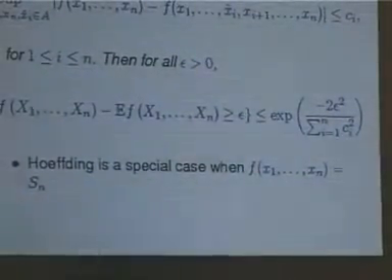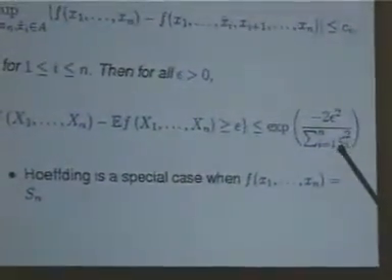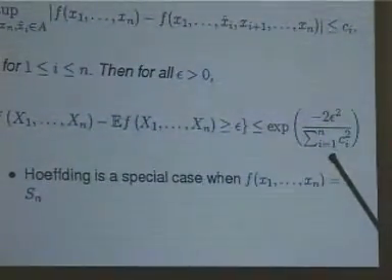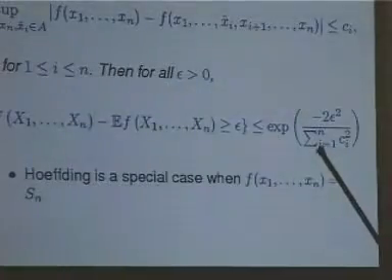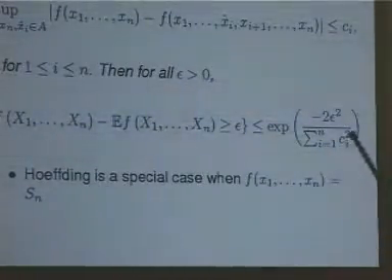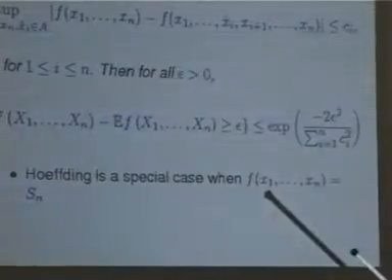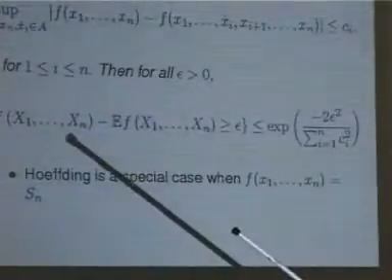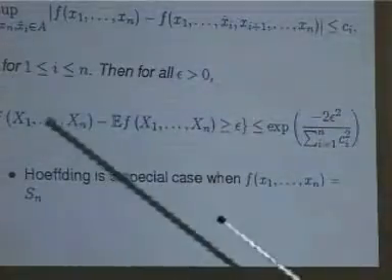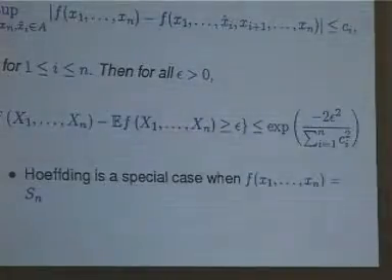Okay, so here you might say, but where's the m squared gone? Well, that's because the c_i here are effectively what was b_i minus a_i divided by m, so that's sort of the m squared. It is exactly the same form. In fact, we'll see Hoeffding is just a special case of this, where we use the function S_n in place of f. So this is a pure generalization of Hoeffding.